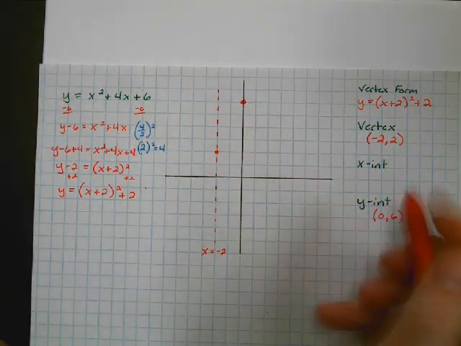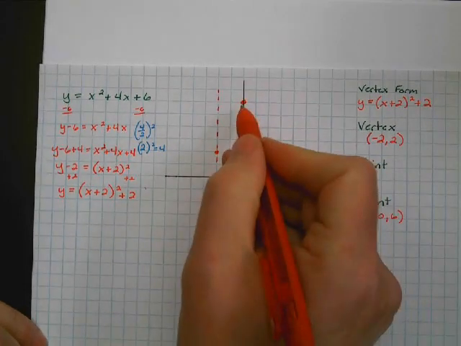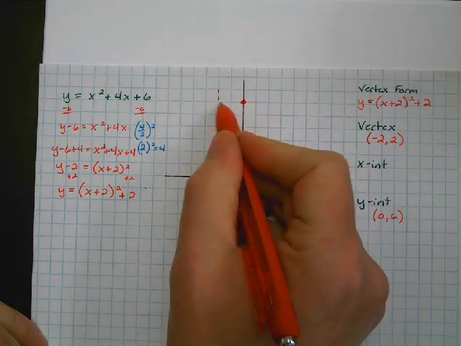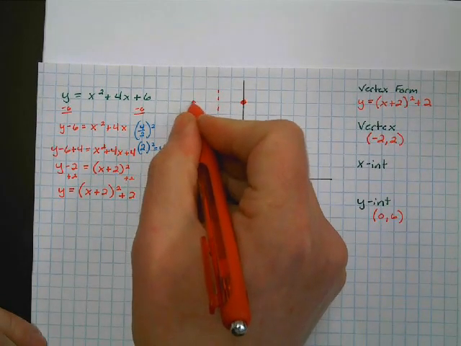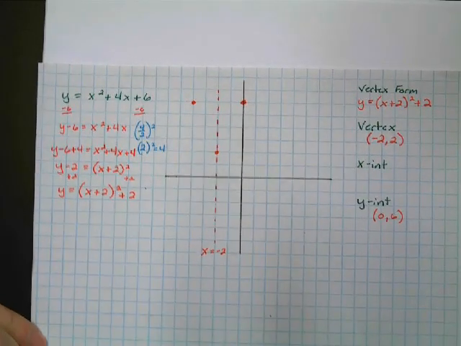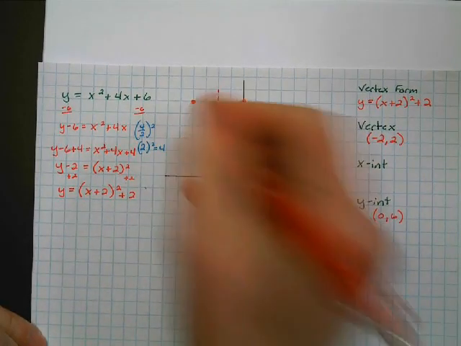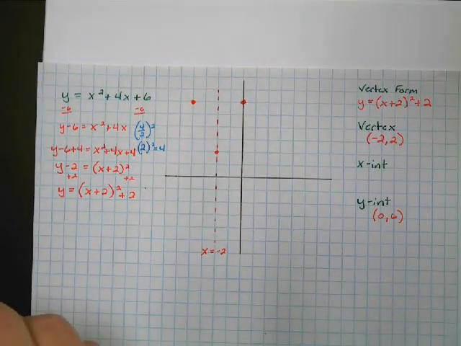Now the axis of symmetry is really nice because it tells us that if I've got a point that is 2 away from the axis of symmetry, I've got another point 2 away on the other side because it's a mirror image on either side. So we've got those 2 points. Let's get one more point.